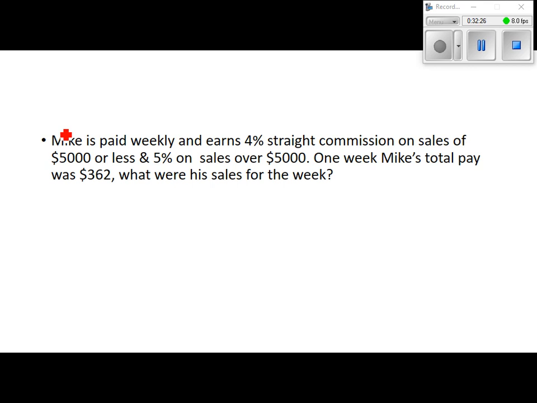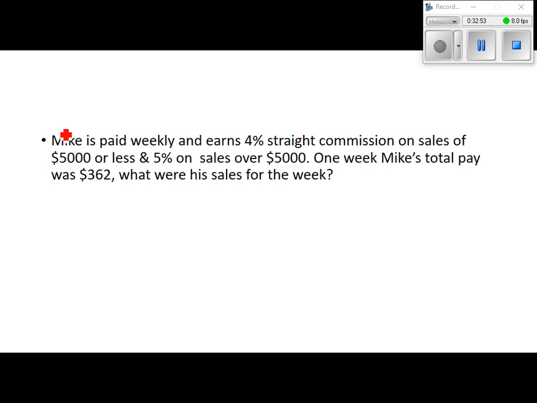Mike is paid weekly and earns 4% straight commission. Just have your calculators out so you can calculate this. On sales of $5,000 or less, 5% on sales over $5,000. One week, Mike's total pay was $362. What were his sales for the week? So he's just making commission. That's it. He's not making anything else. Just commission.